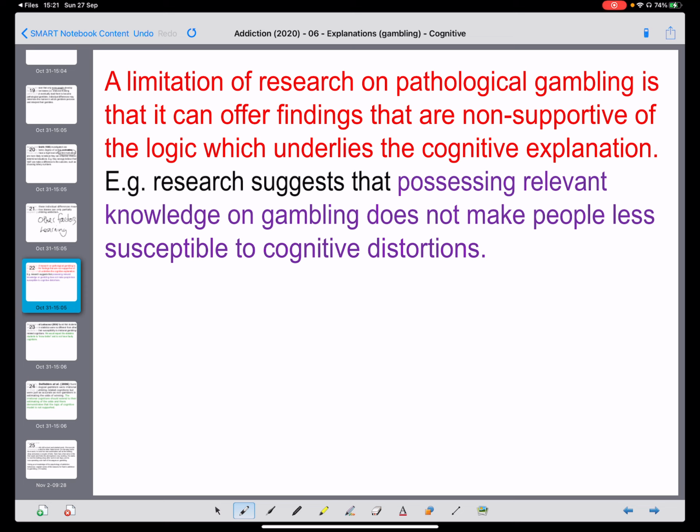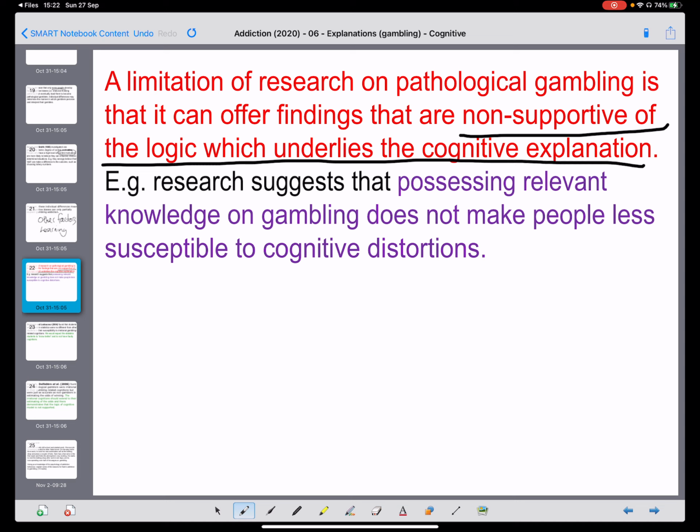Then I turn to also quite a detailed evaluation point here. What I need to say is that if I believe in the cognitive model, that people who are gambling addicts have these faulty cognitions or irrational thoughts, surely those irrational thoughts should explain their whole behavior. So it says here, a limitation of the research is that there are sometimes findings that are non-supportive of the logic that underlies the cognitive explanation.